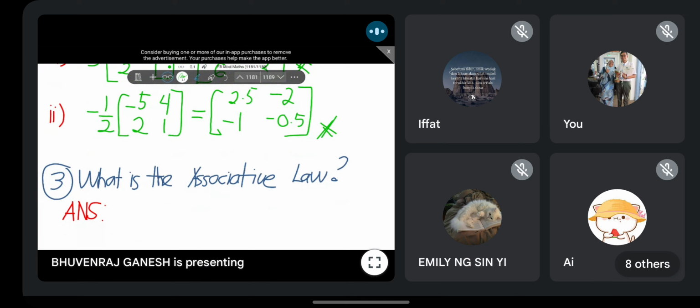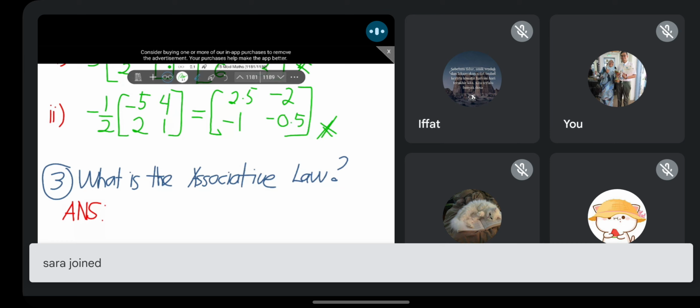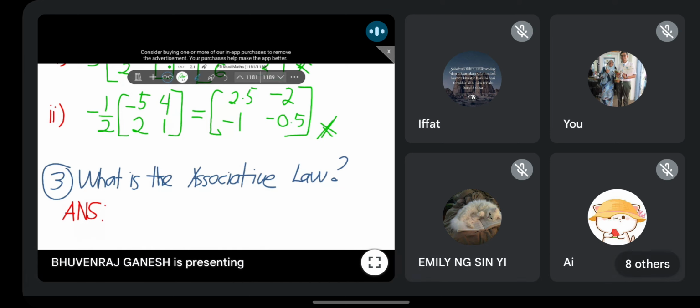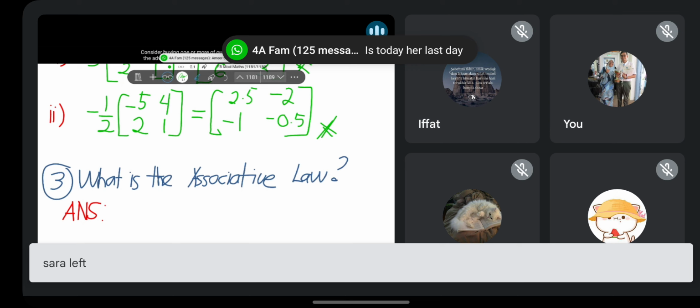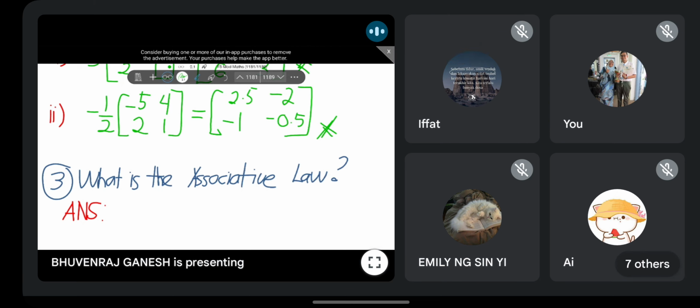Do you all still remember I told you about the associative law? Do you all still remember last week's lesson, the concept I explained? So can anyone tell what the associative law is? This one in the textbook also has matrices. This one is more about objectives. So anyone want to explain? You can type in simple words what associative law means.